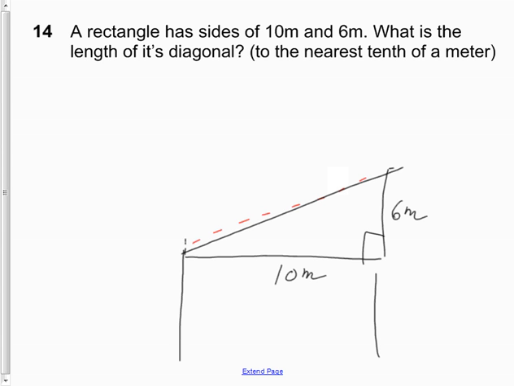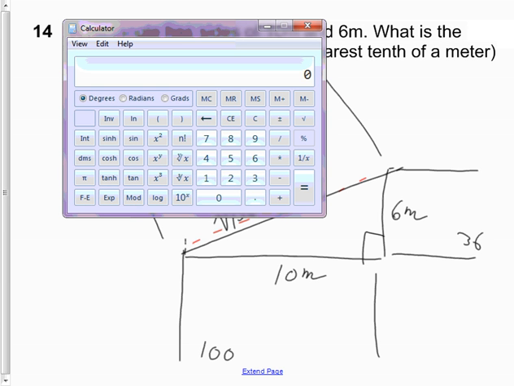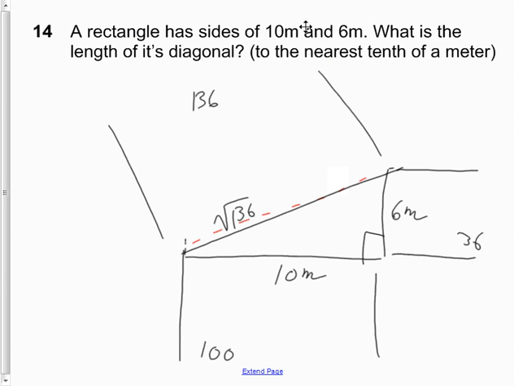I can attach my squares onto the legs and attach the square onto my hypotenuse. The area of this square would be 100, the area of this square would be 36, so the area of the square on the hypotenuse would be 136, which makes the length of the diagonal the square root of 136. The exact answer is the square root of 136. That is an acceptable answer, but if you wanted to give an approximate answer numerically, the square root of 136 is approximately 11.7 meters.